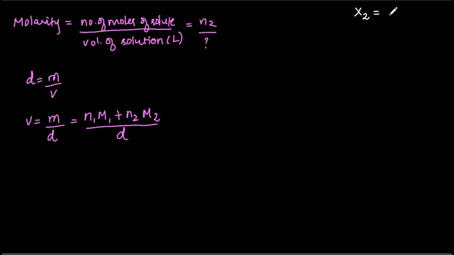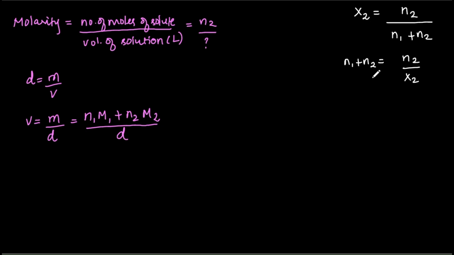We know the mole fraction formula. Mole fraction of the second component is equal to number of moles of the second component divided by total number of moles. So with this formula, we can rearrange for N1. Then we can substitute that in place of this N1 which is present in mass. So if we rearrange this by taking the denominator to the left hand side, we will get N1 plus N2 is equal to N2 divided by x2.